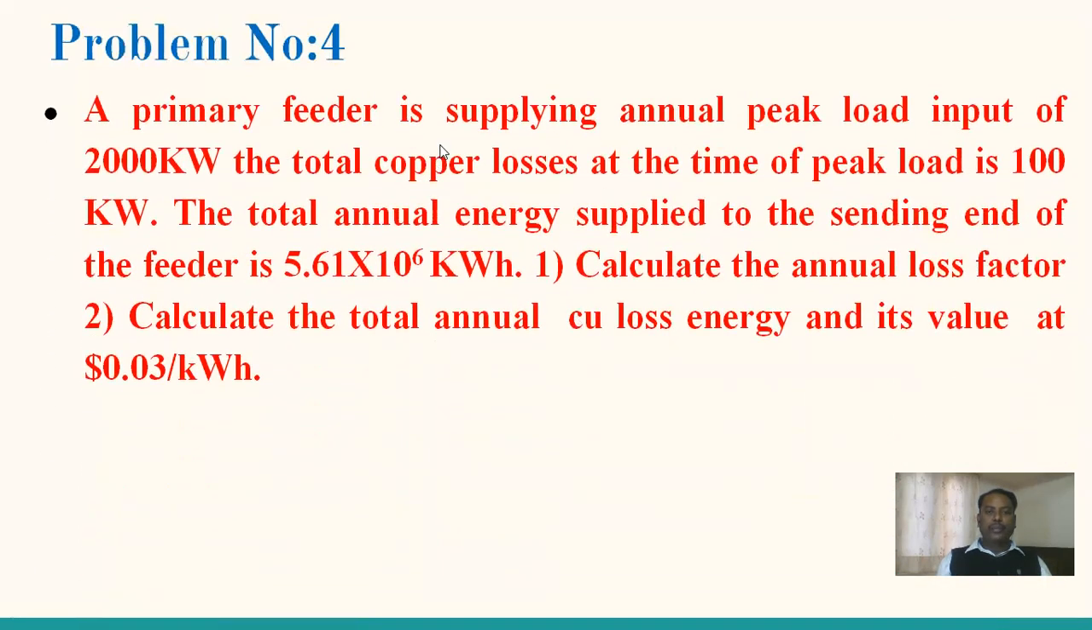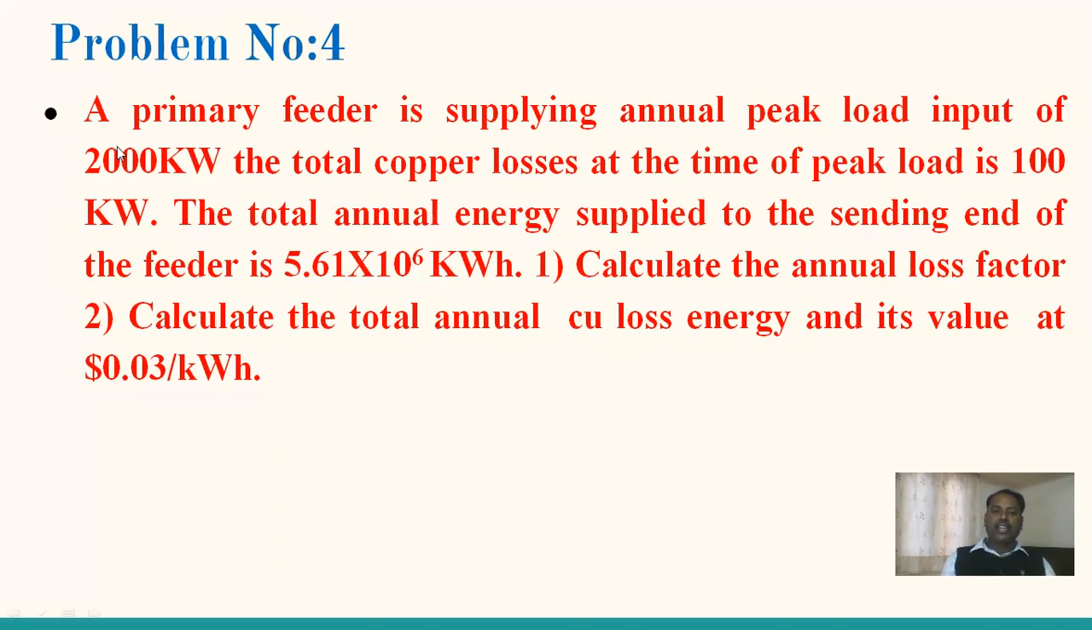A primary feeder is supplying an annual peak load input of 20,000 kilowatts. The total copper losses at the time of peak load are 100 kilowatts. The total annual energy supplied to the sending end of the feeder is 5.61 into 10 power 6 kilowatt hours. First, calculate the annual loss factor. Second, calculate the total annual copper loss energy and its value at $0.03 per kilowatt hour.